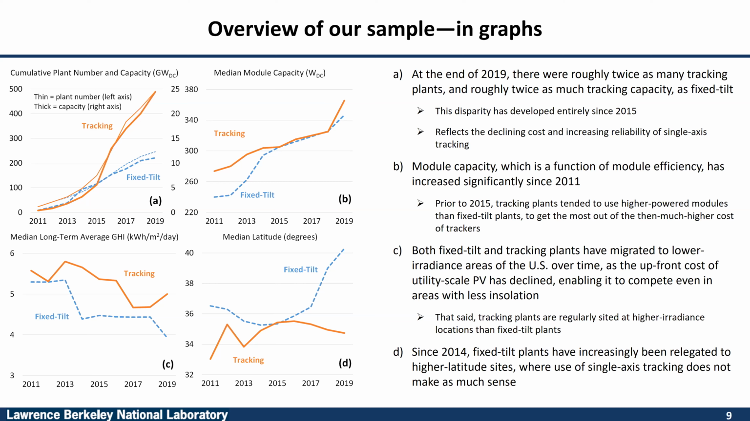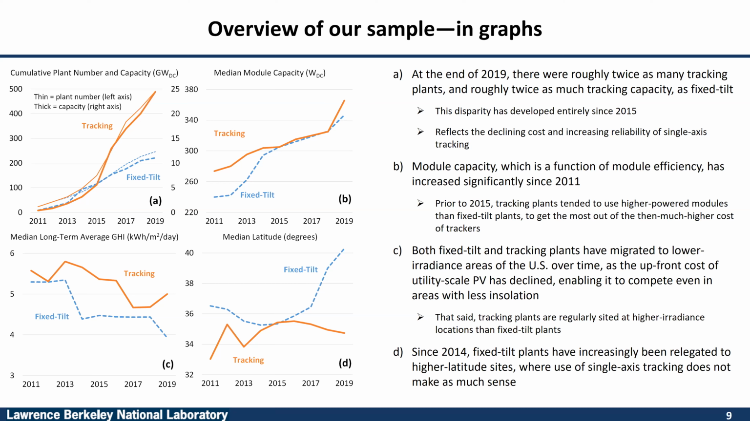On the bottom left, we see that both fixed tilt and tracking plants have migrated to less sunny parts of the US over time as costs have come down, but that the median tracking plant has regularly been built at sunnier sites than the median fixed tilt plant, which makes sense. And then finally, in the graph on the bottom right, we see that since 2014, fixed tilt plants have increasingly been relegated to higher latitude sites as tracking continues to make inroads across the country.